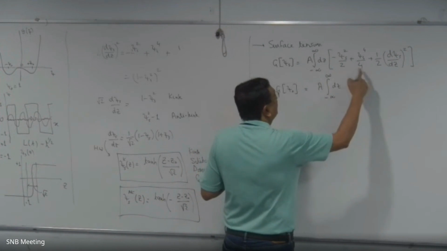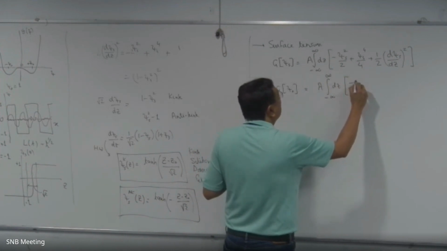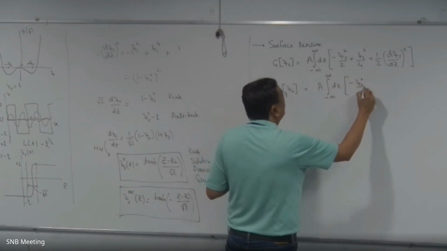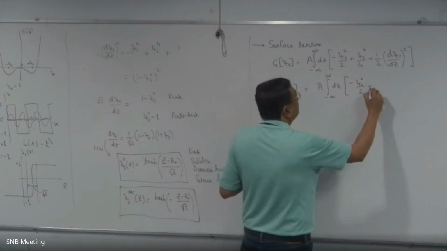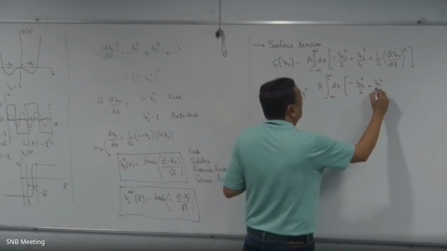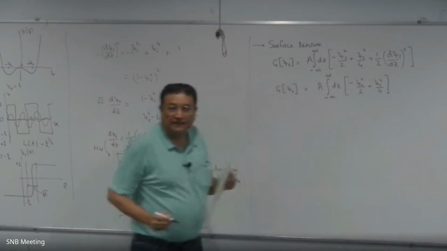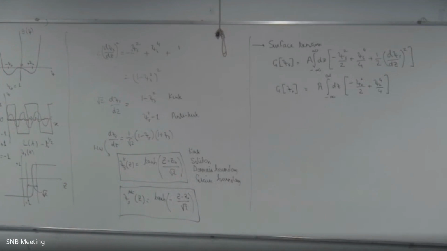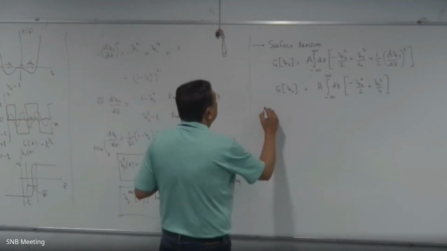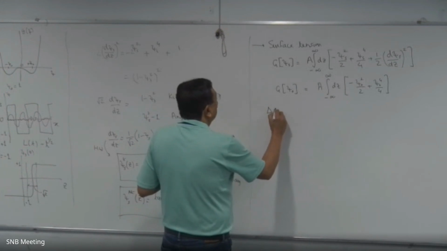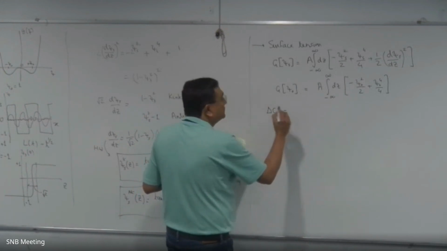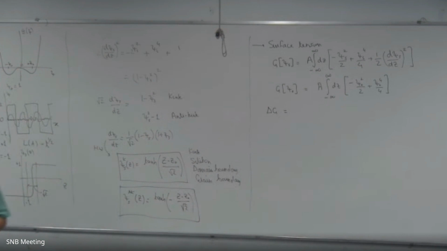And what is this guy out here? This is minus psi 0 squared by 2 plus psi 0 fourth by 4. And of course, because it's homogeneous, there is no Ginsburg term basically. Okay. So the difference between the free energies, I'm claiming that the kink, it's intuitively obvious that the kink is going to have a higher free energy, but let's explicitly do that calculation because it's useful to do.